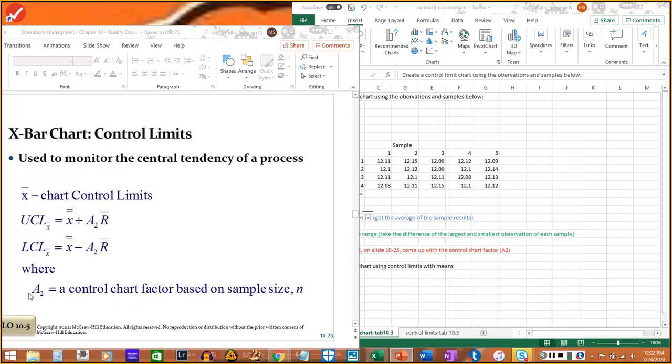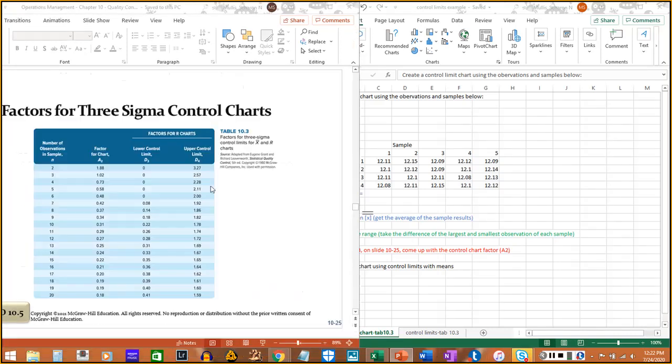And we're going to use a chart to get this A2. We're going to use factors for 3 sigma control charts, and 3 sigma refers to data within 3 standard deviations from whatever the average is. So we're going to use this chart on 10-25, table 10.3. We're going to use that for this example. You're going to need it for your homework, and you're also going to need it for the quiz that you'll have. So just make a note of this chart on 10-25.